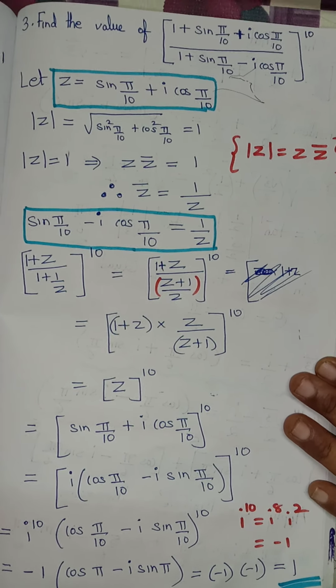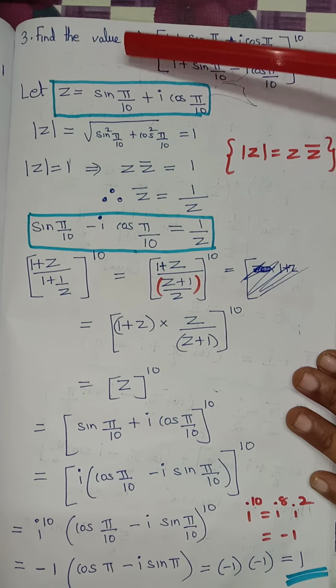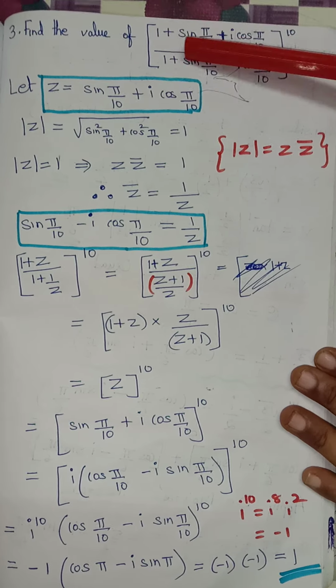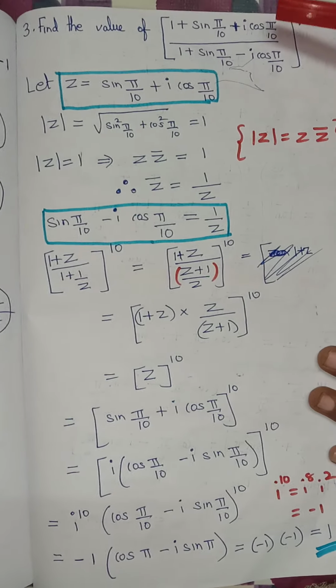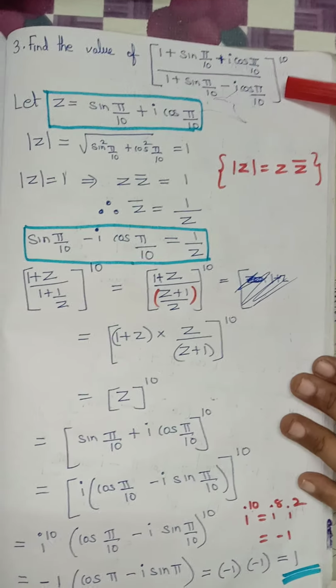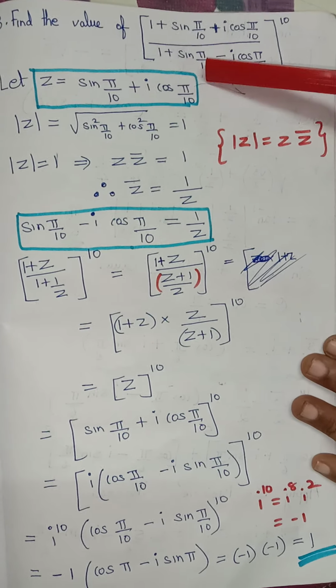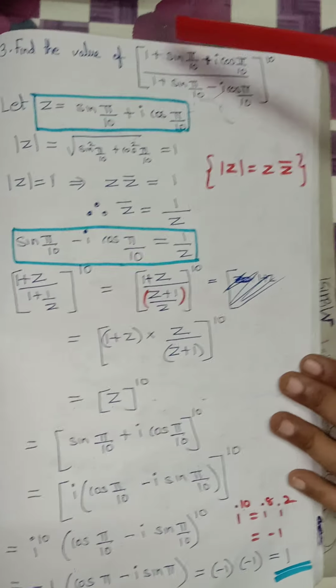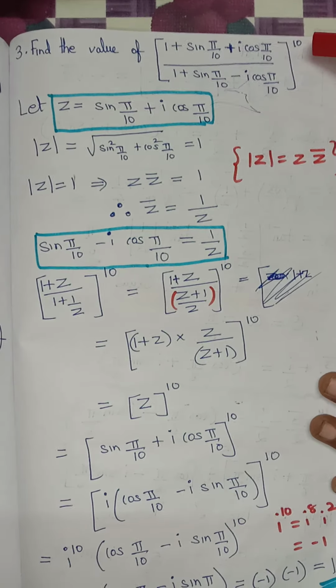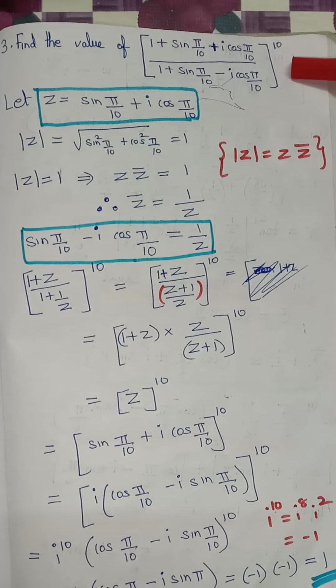Exercise 2.8, question number 3. Find the value of (1 + sin π/10 + i cos π/10) divided by (1 + sin π/10 − i cos π/10), the whole thing raised to the power of 10. You have to find out the value of this.